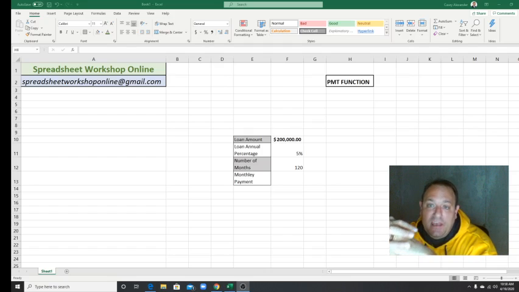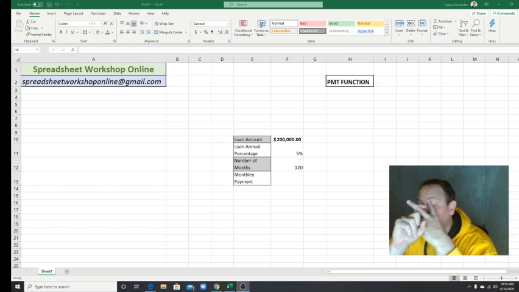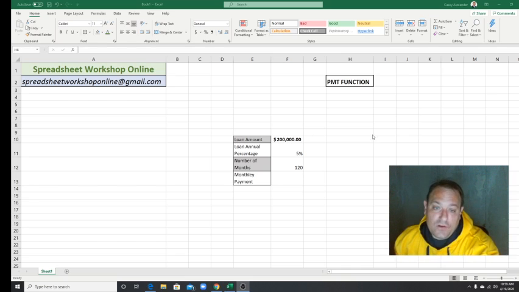Today we're going to be talking about the payment function in Excel. This function is really useful if we're trying to figure out what a monthly payment will be if we know what the current loan amount is, what the interest rate percentage will be, and how many months this loan will last for. In this case, our loan is a $200,000 loan. It's going to be a 5% interest rate per year, and it's going to be a 10-year loan, which is 120 months. And so what we're going to use is called the payment function.